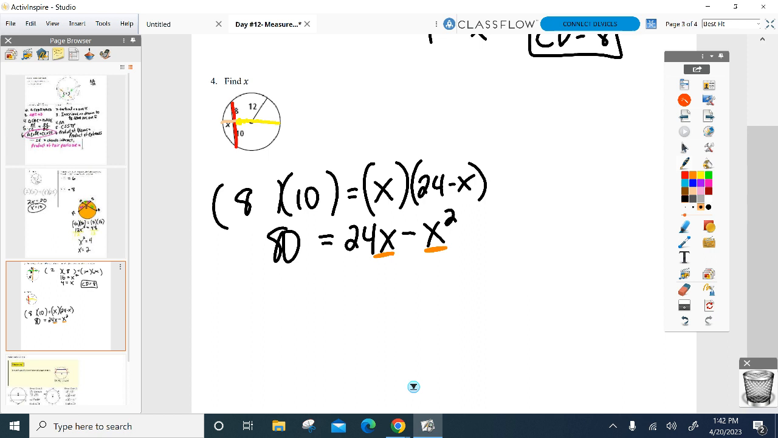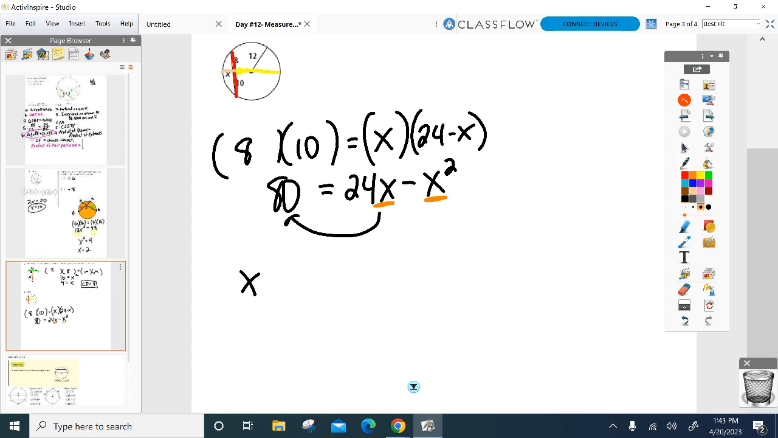I know a lot of you, including me, find it a lot more convenient to bring over the 80. But then I'm going to get nervous because I would have a negative x squared, and I'm not too sure how to deal with that. So it's going to take a little bit more work, and I'm going to move everything over to the left side so my x squared can be positive. I get negative 24x. The 80 remains plus 80.